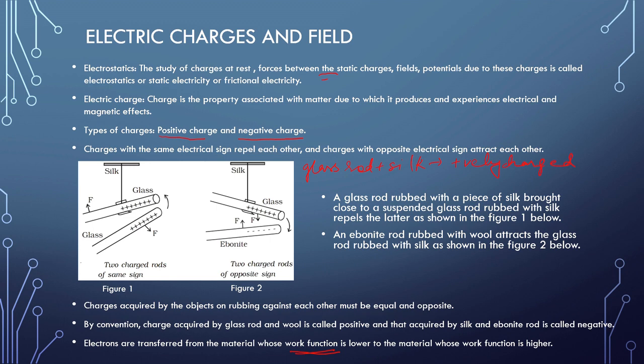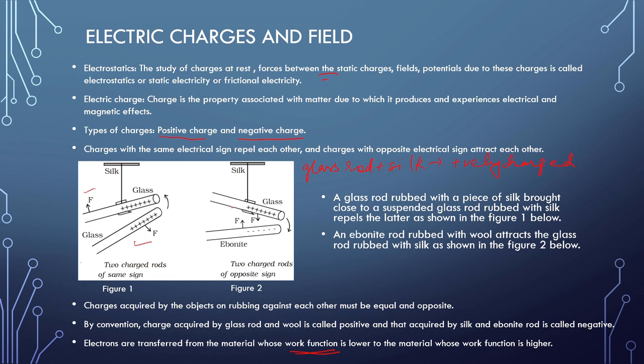There is a glass rod which has been rubbed with silk, which is positively charged, and it is suspended. Another glass rod which is also positively charged is brought near the suspended positively charged glass rod. What we observe is that the two glass rods repel each other. You can see the direction of the forces. So this is a repulsive force.